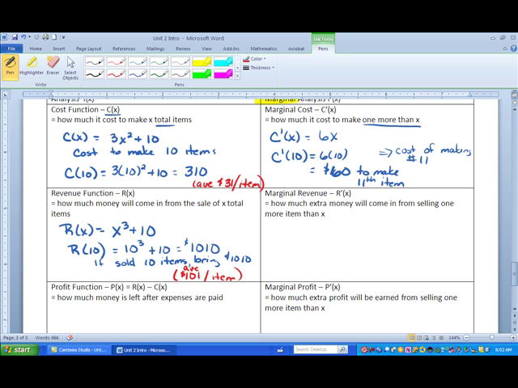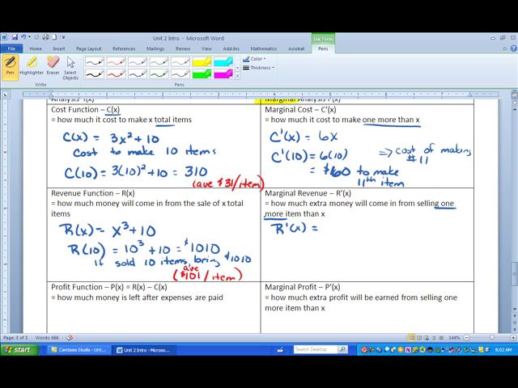The revenue is about $101 an item, or a total of $1,010. So based on the discussion we had about marginal cost, marginal revenue is going to tell us how much money we will bring in if we sell one more. So what's going to be our growth in our revenue if I say, you know what, instead of selling 10, I want to sell 11.